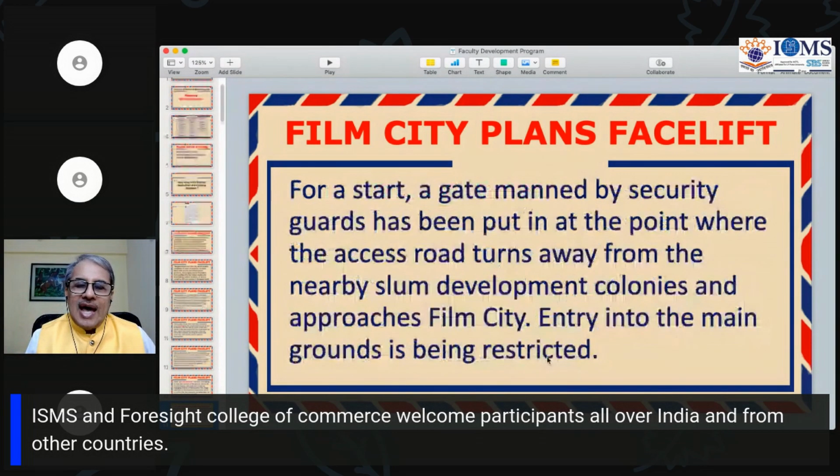Now, fourth paragraph. For a start, a gate manned by security guards has been put in at the point where the access road turns away from the nearby slum development colonies and approaches Film City. Entry into the main grounds is being restricted. This is the fourth paragraph.